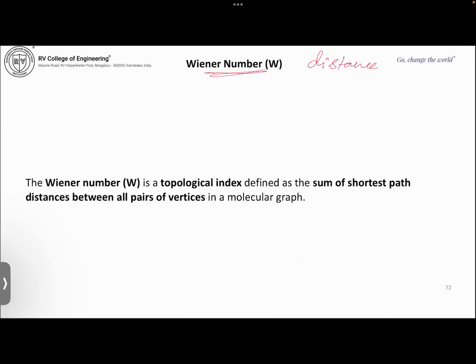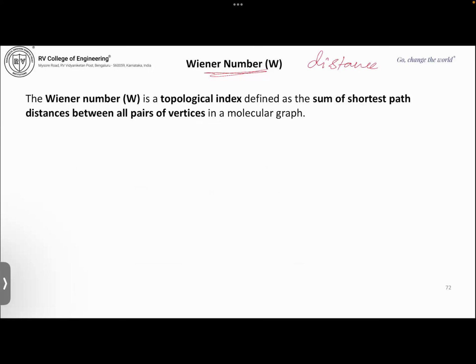The next one is the third one, the Wiener number. The Wiener number is actually with respect to the distance matrix. Zagreb 1 and Zagreb 2 are based on the vertex, the plot number is based on the edge, and the Wiener number is based on the distance matrix. It is a topological index defined as the sum of the shortest path distances between all pairs of vertices in a molecular graph. So this is the definition.